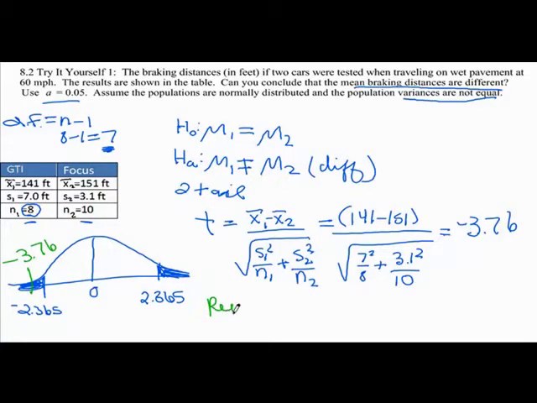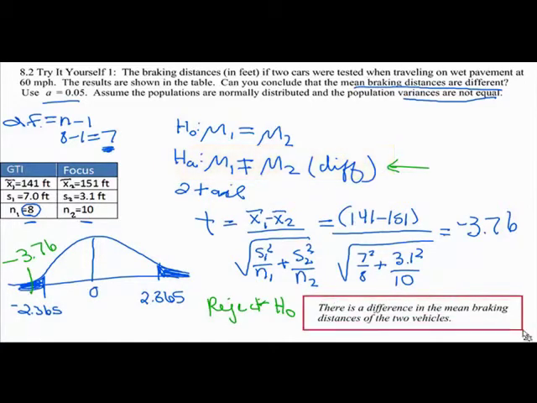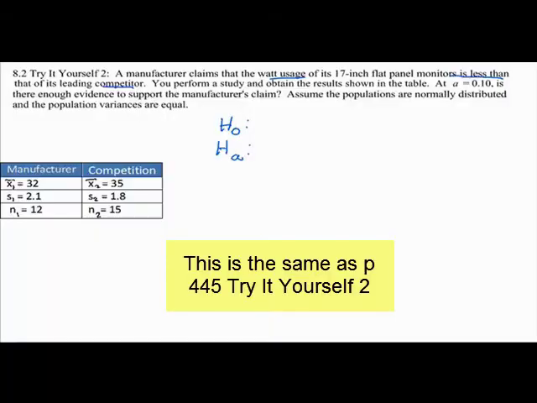Therefore, we reject the null hypothesis. And the question was, is it different? Since we reject the null, we're going to accept the alternate. There is a difference in the mean braking distances of the two vehicles. 8.2 Try It Yourself 2.